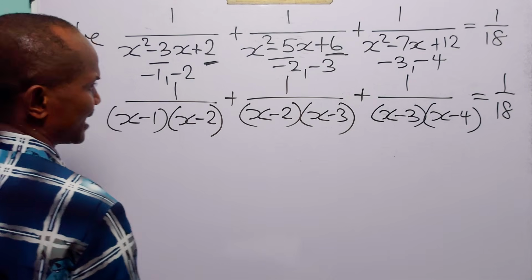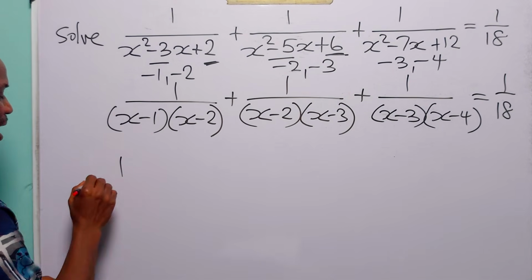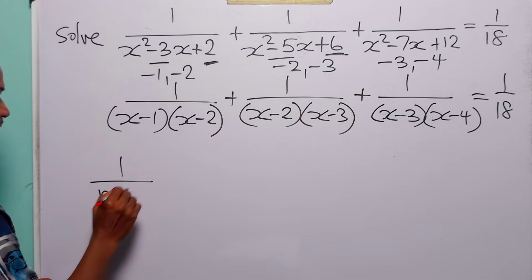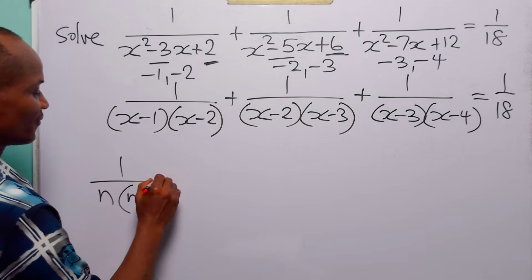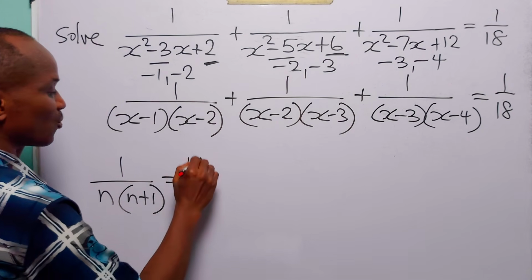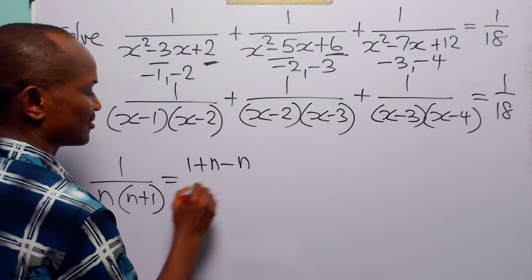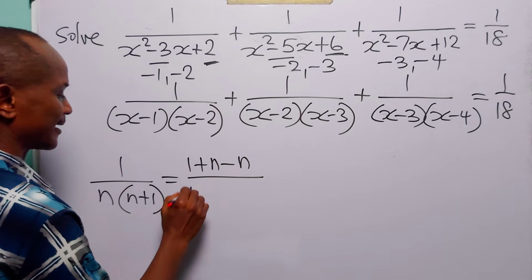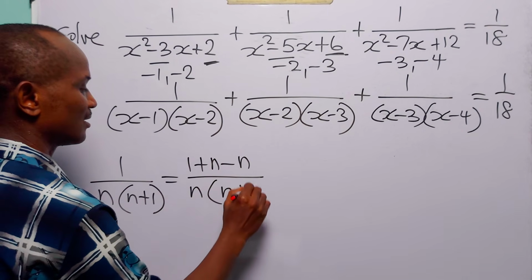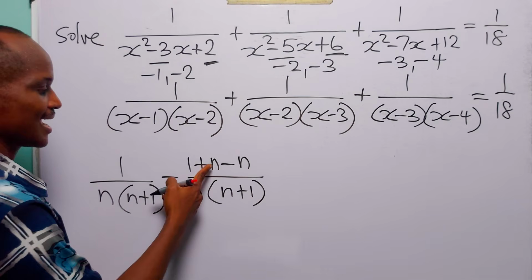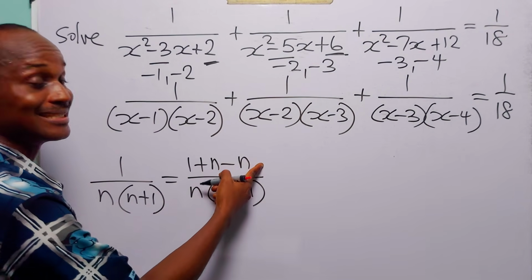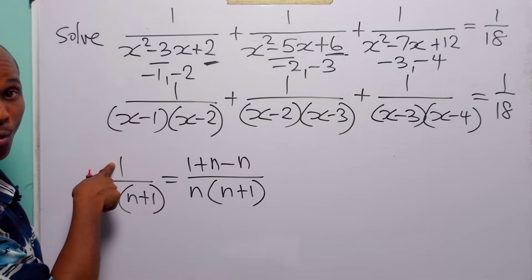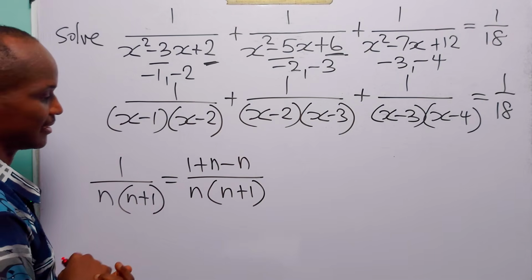Now, let us look at the fraction 1 over n times (n + 1). Of course, you know that we can write this as (1 + n - n) divided by n times (n + 1) because n minus n is equal to 0. So ultimately, in this numerator, we still have 1.